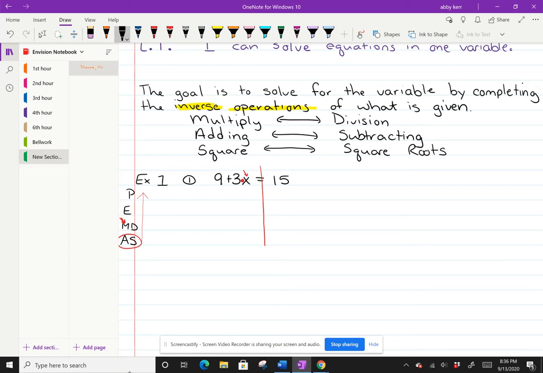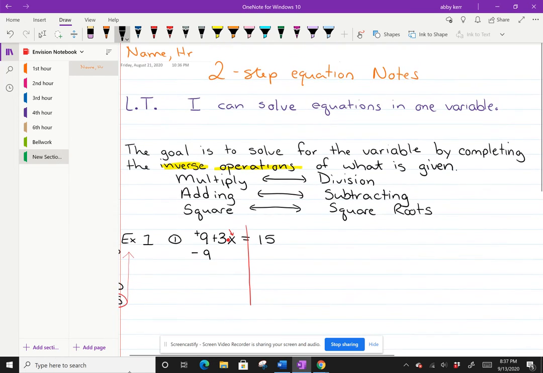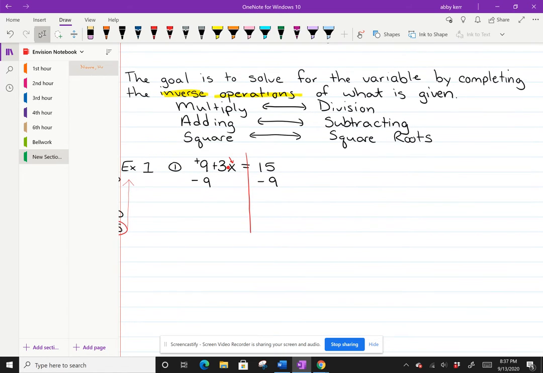So now we have to deal with this positive 9. Now notice I wrote a positive, because it's like adding. So what is the opposite of adding? The opposite of adding is subtracting. So whatever you do to one side, notice that I minus 9 on the blue line, I'm going to have to minus 9 on the other side of that red vertical line.